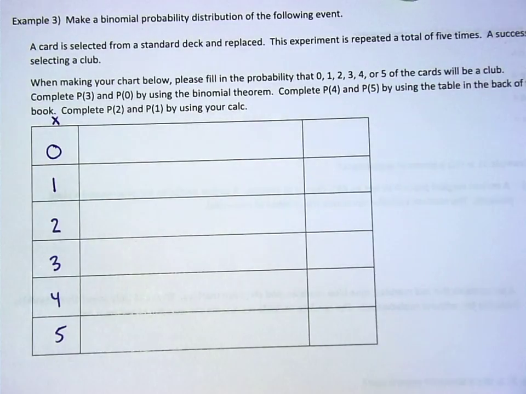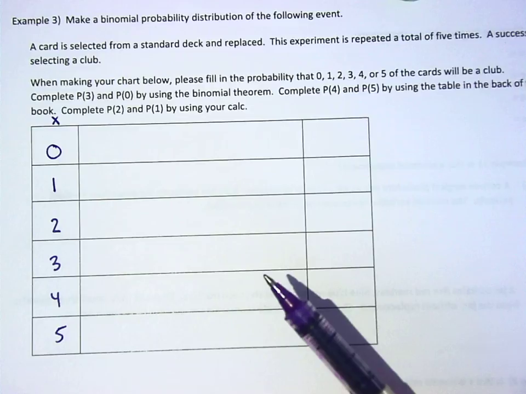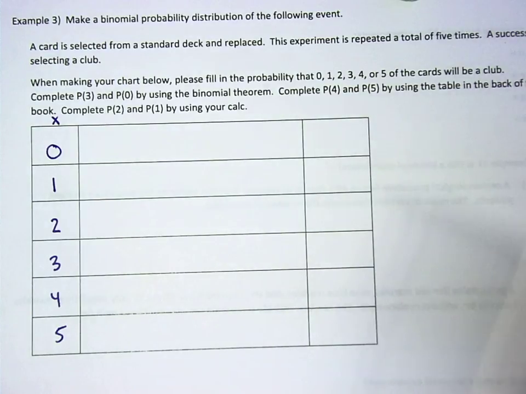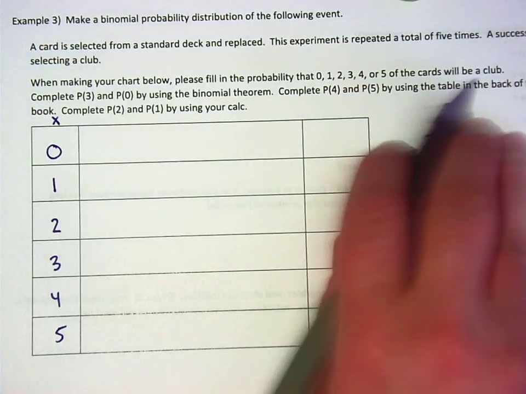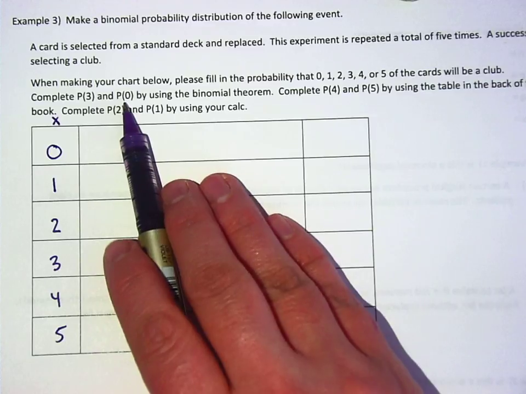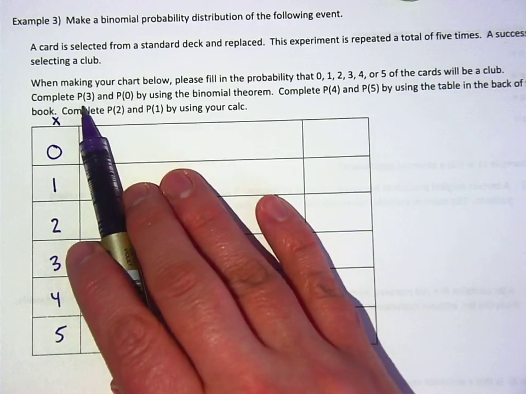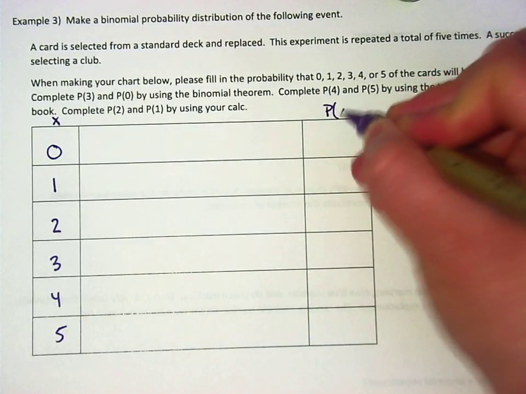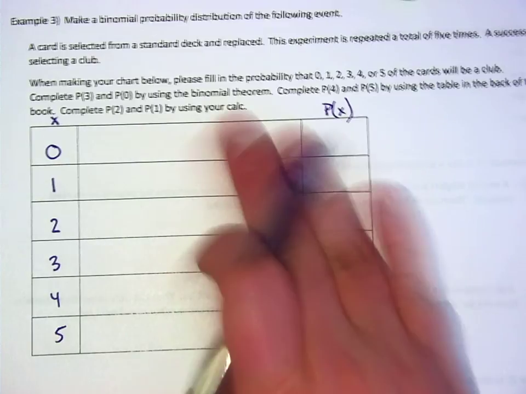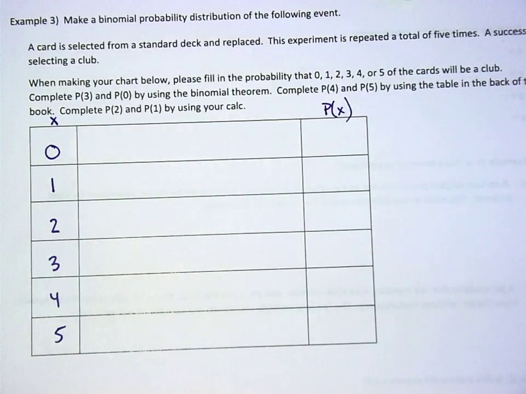Because there's 4 suits, yeah. And it's more likely to get, so like it would be equally likely if this was a 50-50 shot, but it's not going to be because there's more not clubs than there are clubs. But we'll find it out. Okay, it says here that we're going to do probability of 0 and probability of 3, so this is probability of x over here. Using, this is going to be our work in the middle, by using the binomial theorem.